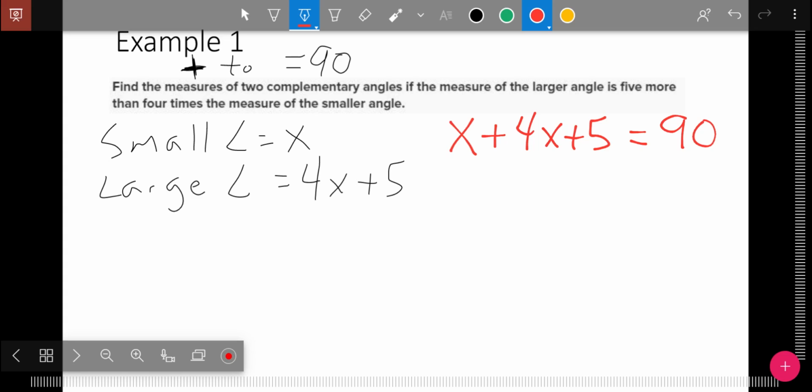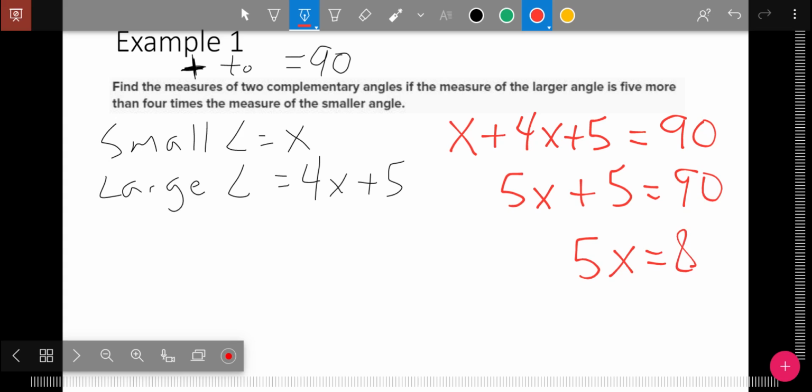Always combine like terms on each side of the equal sign first. 4x plus 1x is 5x. Then subtract 5. Subtract 5 from both sides. And so you get 5x equals 85. Then divide 5 off both sides. And you get x equals 17.